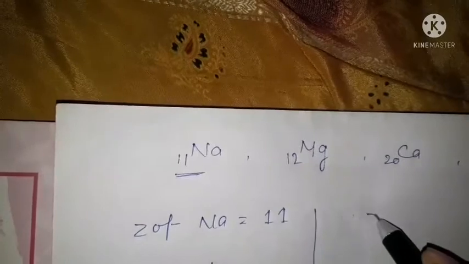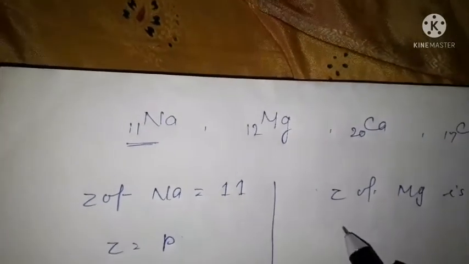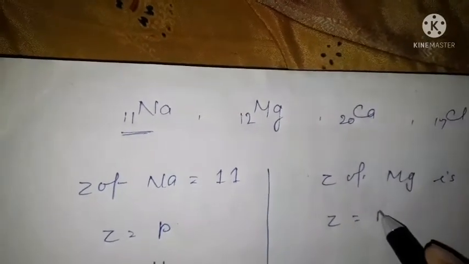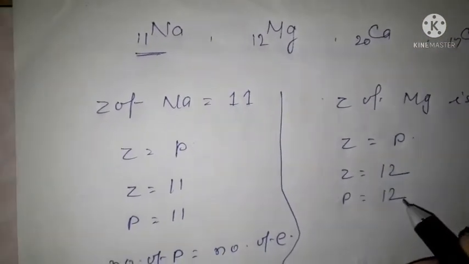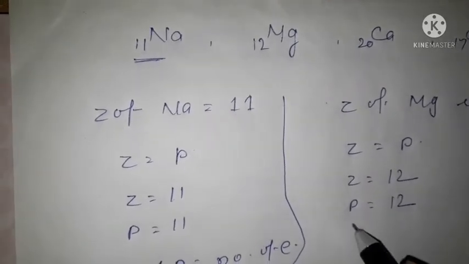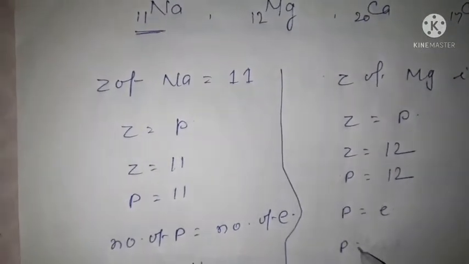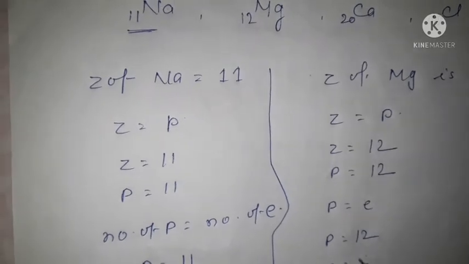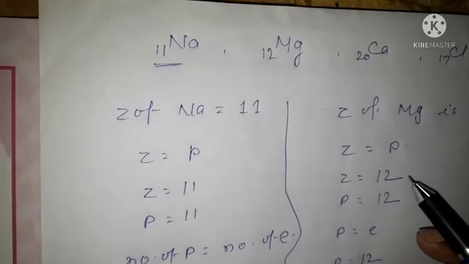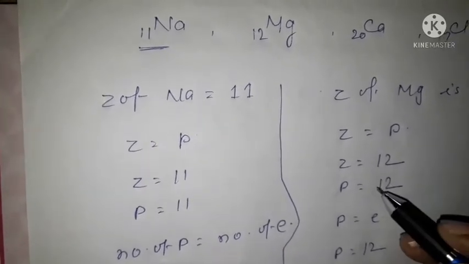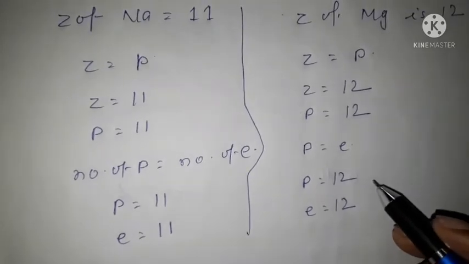Now the Z of magnesium. If Z of magnesium is given as 12, we know that Z is equal to the number of protons. So the number of protons is also 12. The number of protons is equal to the number of electrons, so the number of protons is 12 and the number of electrons is also 12. So we can easily calculate for any element Z, that means atomic number, P, that means number of protons, and E, that means number of electrons present in any element.